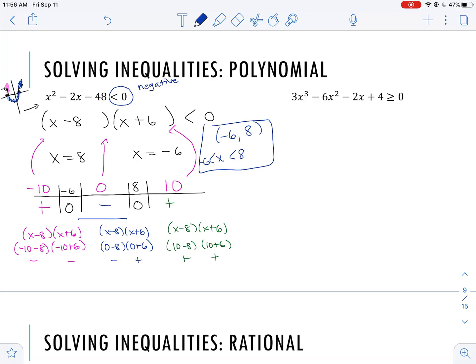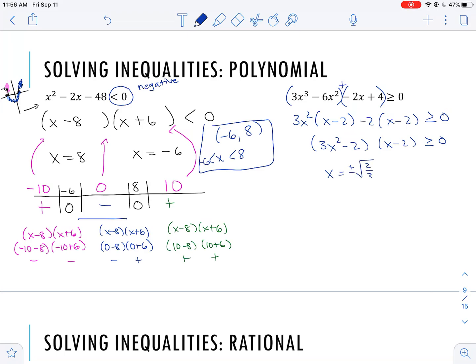The next one is a little bit harder because it's not just a parabola. So typically on these, I'm going to just use the number line, the sign chart, to test what happens. I'm going to try factoring by grouping because I need to know where it's exactly 0. I'm going to pull out the 3x squared, and then I would get x minus 2, and I'm going to pull out the -2, and I would get x minus 2, and then I want to know where this is greater than or equal to 0. So (3x squared minus 2) times (x minus 2) is greater than or equal to 0. So either x is plus or minus the square root of 2/3, or x is 2.